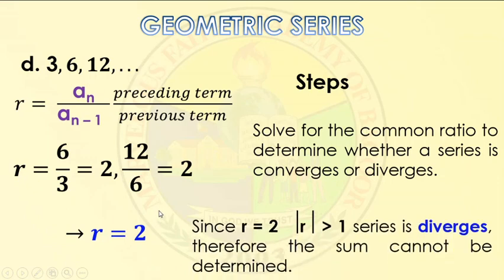Okay, since the absolute value of common ratio is greater than 1, ibig sabihin nun, yung value doon ng R natin or yung common ratio ay mas mataas sa 1. Therefore, the series diverges. We cannot determine now the sum of the series because the ratio is greater than 1. So, hindi na natin kinakailangang isolve yung sum ng series natin, kasi diverges yung ating series. So, yan lamang yung 4 na example natin para sa infinite geometric series.